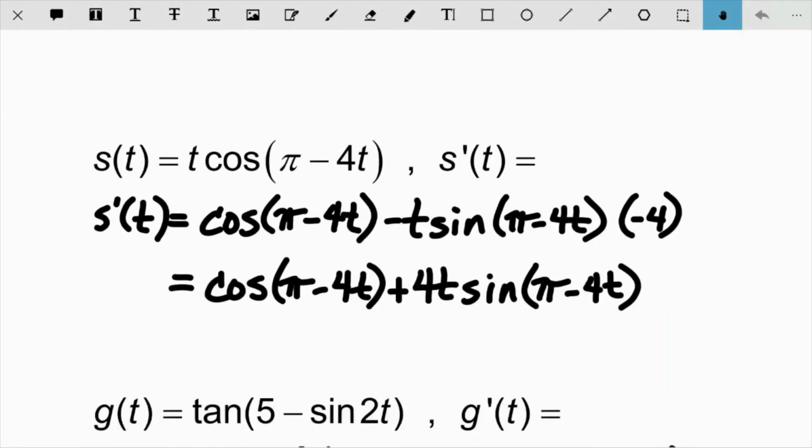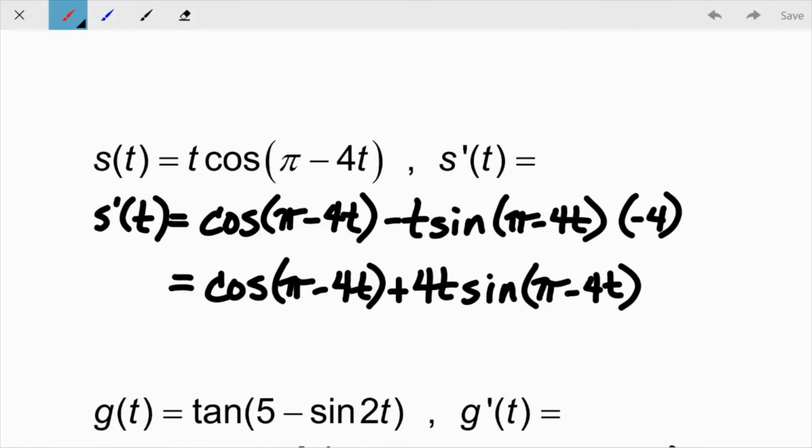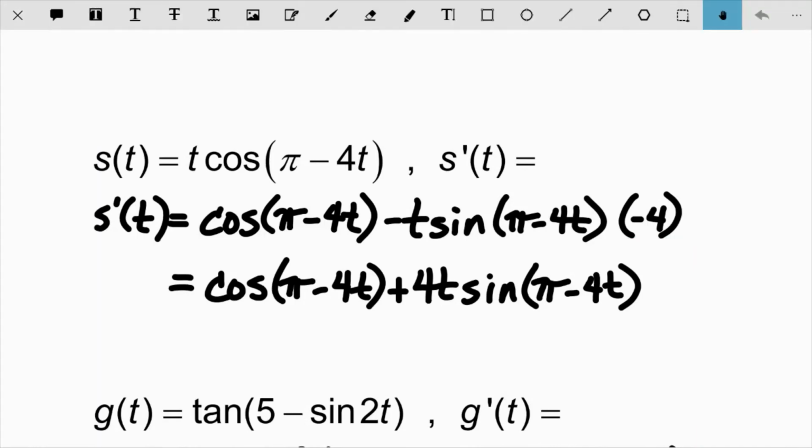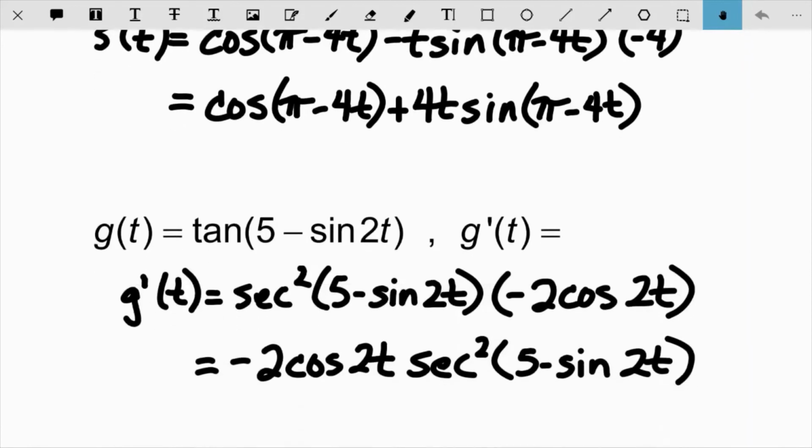Okay, this one is t times the cosine of pi minus 4t. The only difference here is we have everything in terms of t. We're going to take the derivative with respect to t, but it's just a product rule question. Don't forget to do your chain rule and include that negative 4 there at the end, because pi minus 4t, when I take the derivative, I'm going to get negative 4. But in the end, not that difficult compared to some of the ones we've gone through at this point.